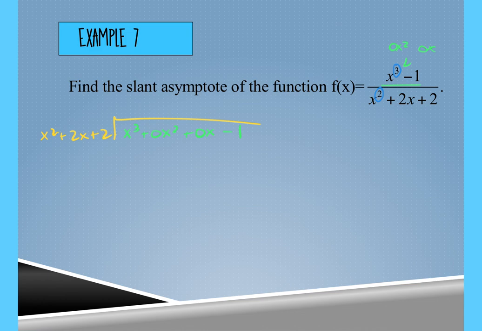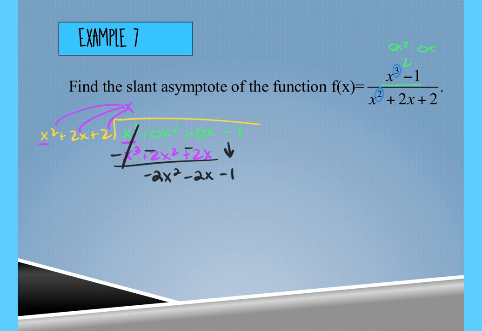And then I would divide. So first into first, what would I have to multiply x squared by to get to x to the third? Good. And I multiply it times all three terms. So x to the third plus 2x squared plus 2x. Change your signs. These cancel. Negative 2x squared minus 2x. Bring down the minus 1.